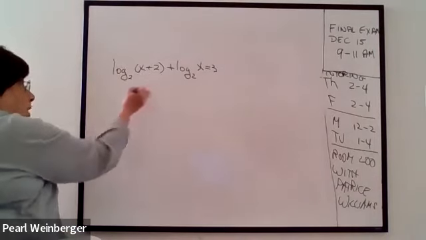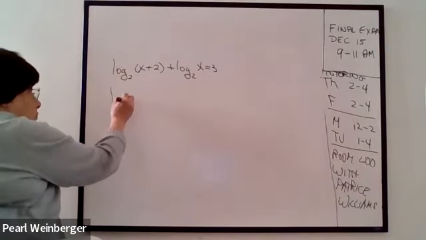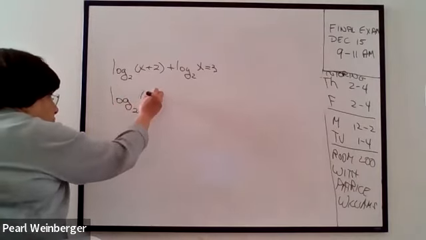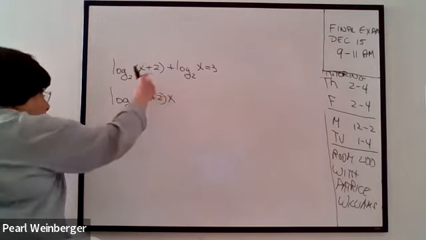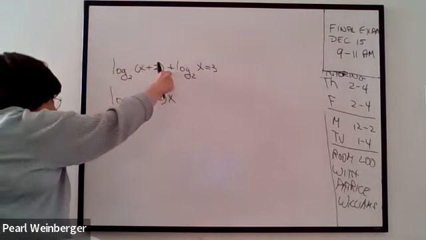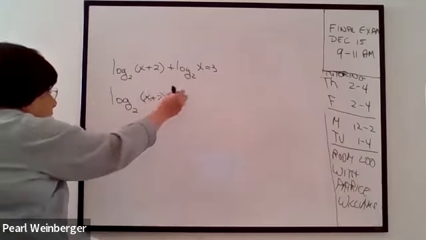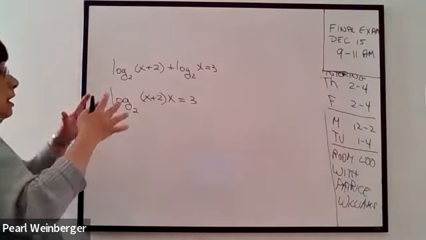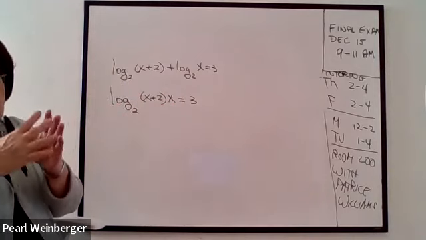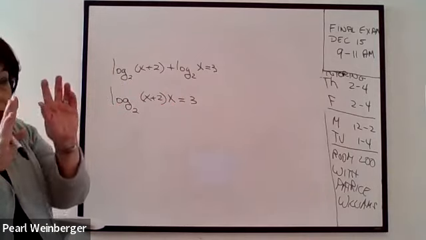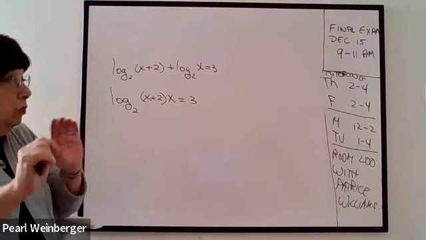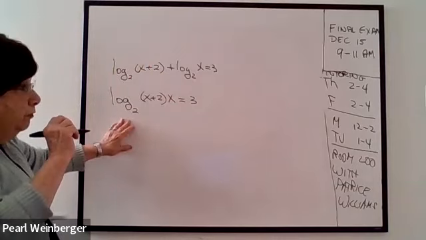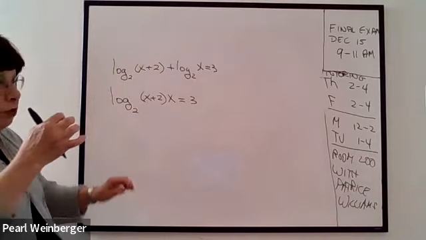So if we're adding exponents or we're adding logs, it means that the original numbers we were using were being multiplied. So to contract this back to a single log, we have to write this as log base 2 of x plus 2 times x. You don't add these, you multiply them, because when you're adding the logs, you're multiplying the numbers, and that equals 3. So that's your first step. Get it back to a single log, contracted to one log on one side, a number on the other side.